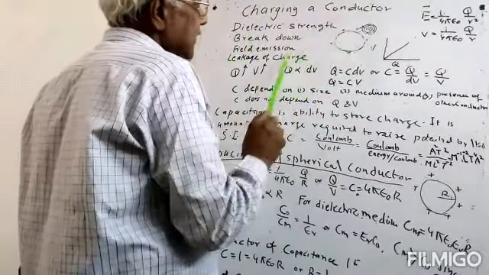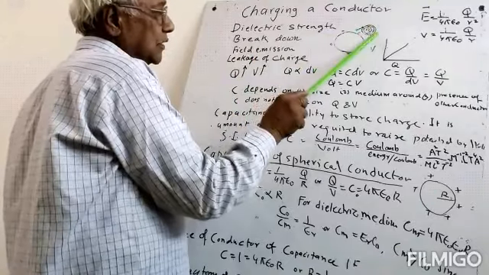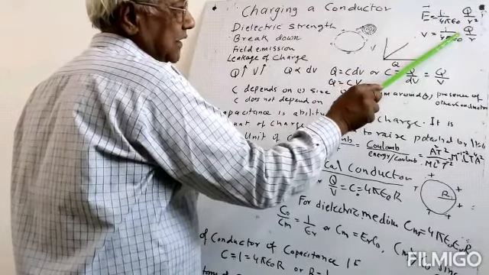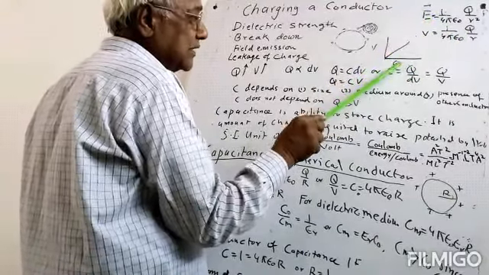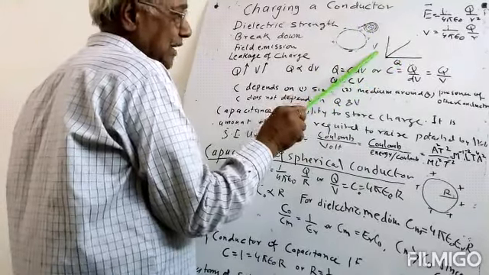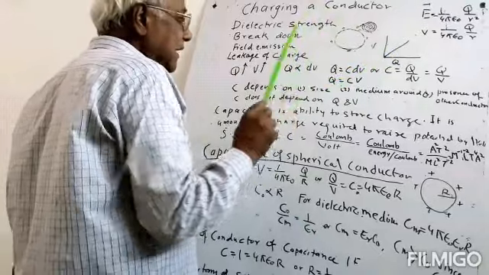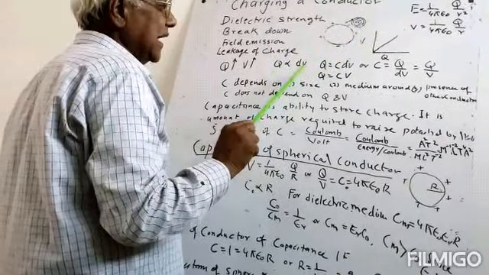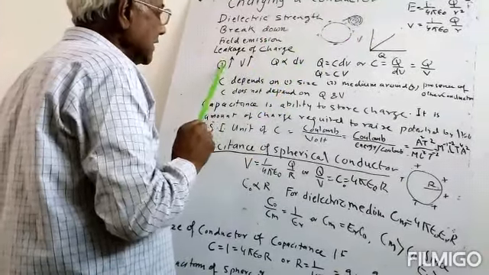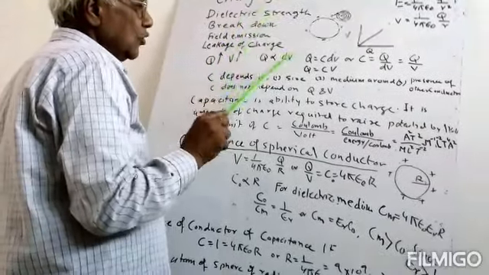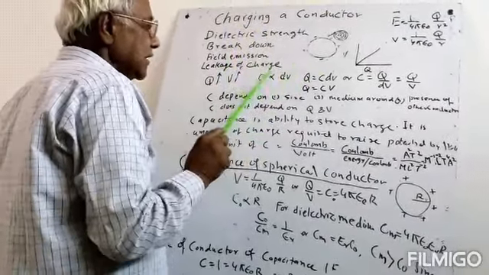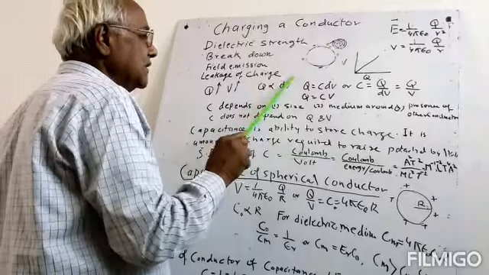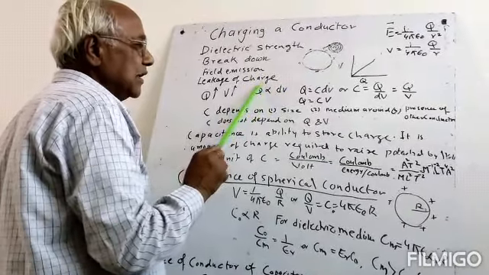So if we give the charge to the conductor, then as Q increases, the potential V also increases. So as we give the charge, the potential difference dV will increase. The increase in potential will depend upon the charge. If the charge is less, then dV will be less. As we increase the charge, V also increases. So we can say there is a proportionality: the increase in the potential difference will be proportional to the charge given to the conductor.